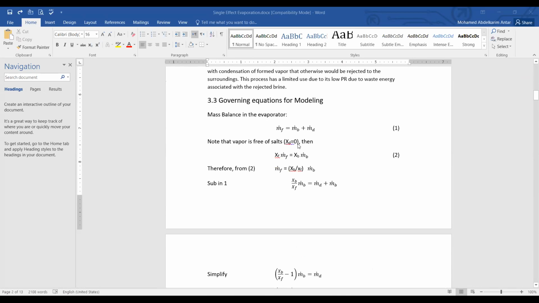And after that, I'm giving the mass balance equations. M dot feed is equal to m dot distillate plus m dot brine. This equation number 1 is going to be with us from here up to the end of the term. This is always, in every desalination system, we are going to repeat this expression again.